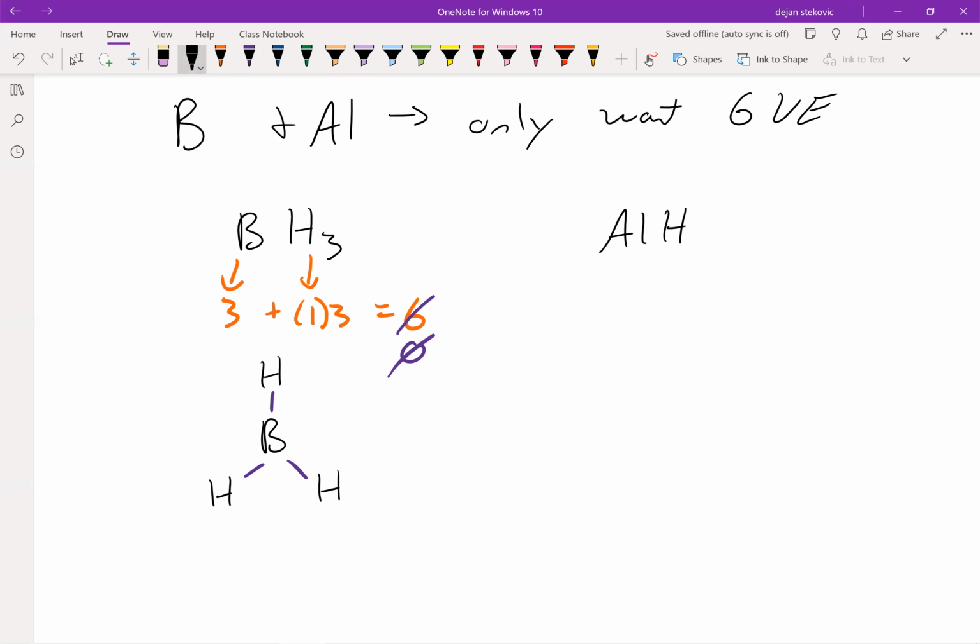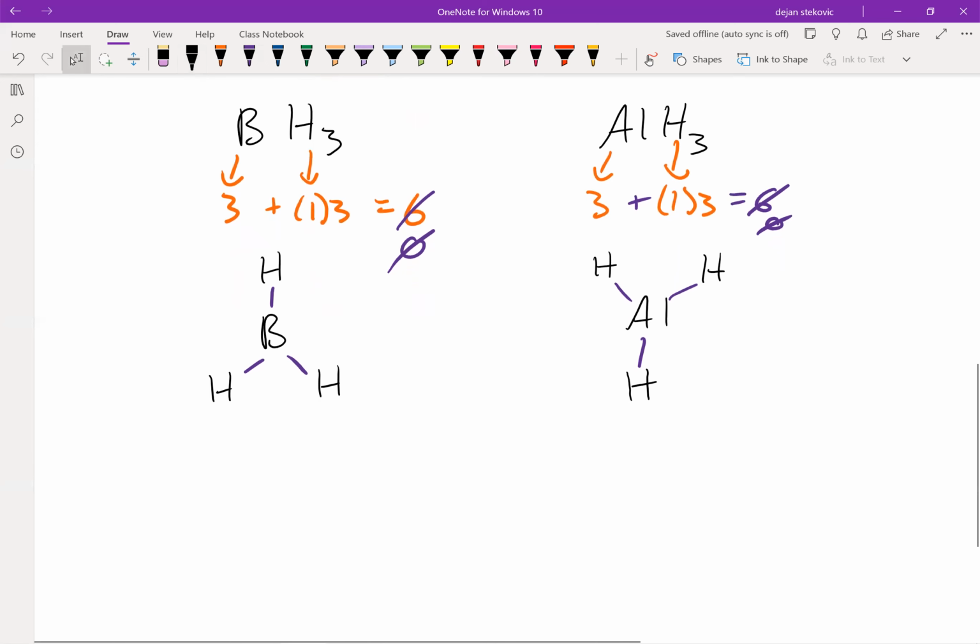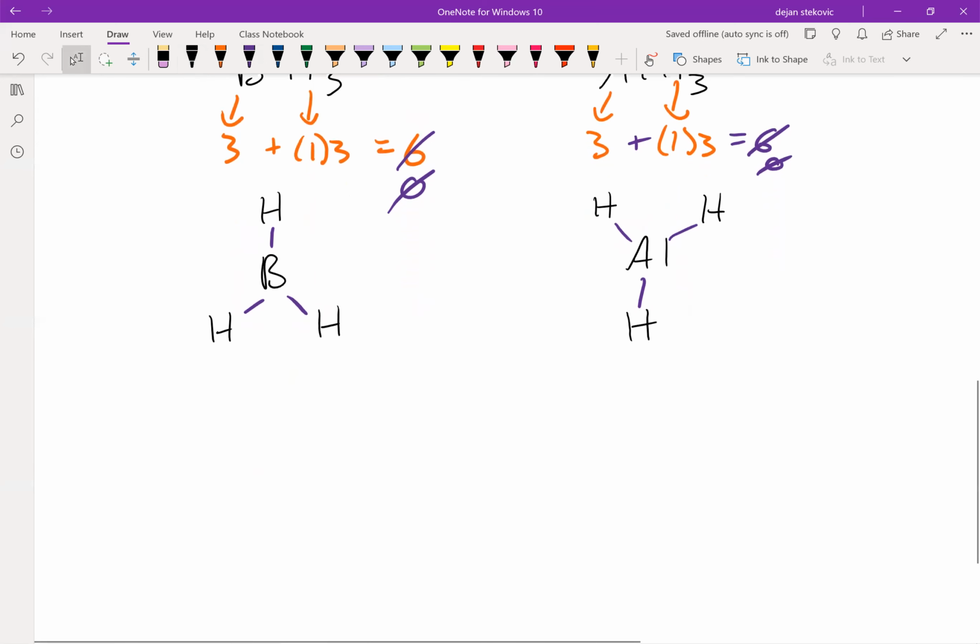Same thing with AlH3, pretty much the exact same thing. Aluminum has 3 valence electrons. Hydrogen has 1. There's 3 of them. Draw the Lewis structure, right? Al, 3 H's. Doesn't matter if you put 2 H's on the bottom, 1 on the top. Either way, it's fine. Form the bonds. Use up all of our electrons. Aluminum is perfectly fine with only 3 bonds or 6 valence electrons.